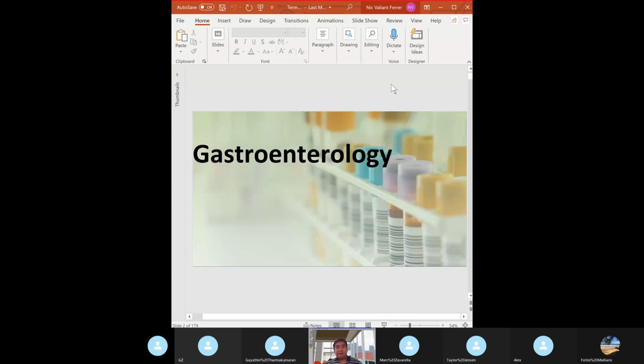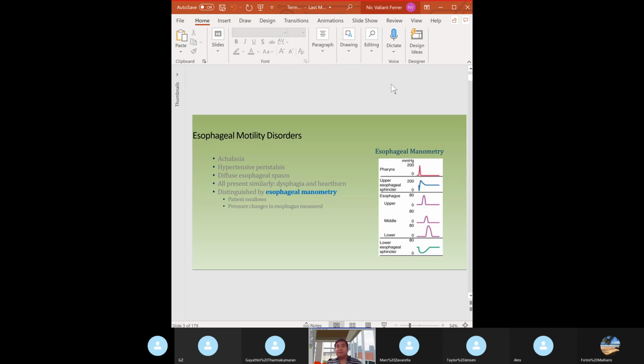All right, welcome back. So we're going to talk about gastroenterology, endocrine, and reproductive. So first of all, let's talk about esophageal motility disorders. How are we going to distinguish these three disorders? Via esophageal manometry. On the exam, they're going to show you on the right side of the slide an example of esophageal manometry. How are we going to do this? The patient swallows, right? And then the pressure changes in the esophagus are measured.